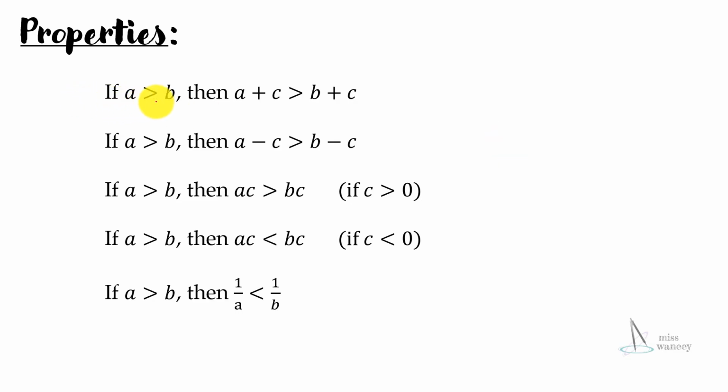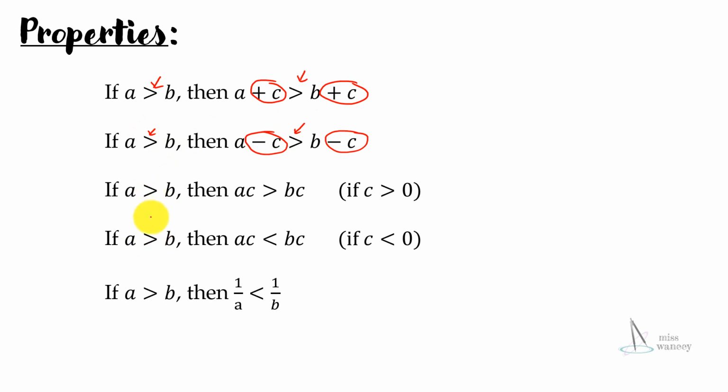If A is greater than B, then A plus C is greater than B plus C. So if we add some number, the inequality sign is the same. And then if we have A greater than B, then A minus C is greater than B minus C. Same thing, if we do some subtraction, the inequality sign will stay the same.